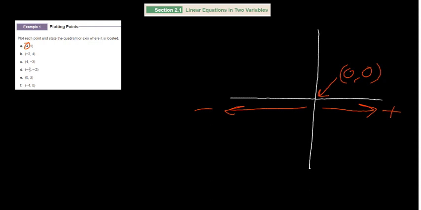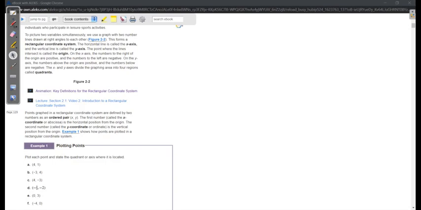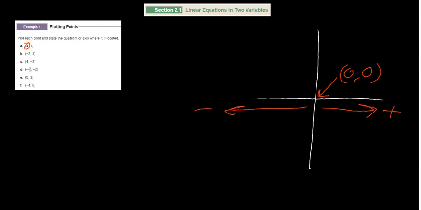Similarly, if we talk about the y-axis here, okay? Again, going back to the textbook, it reads that the second number, called the y-coordinate, is the vertical position from the origin, okay? So the vertical position from the origin, right, if we go up, we're going to be positive. If we go down, it's going to be negative.